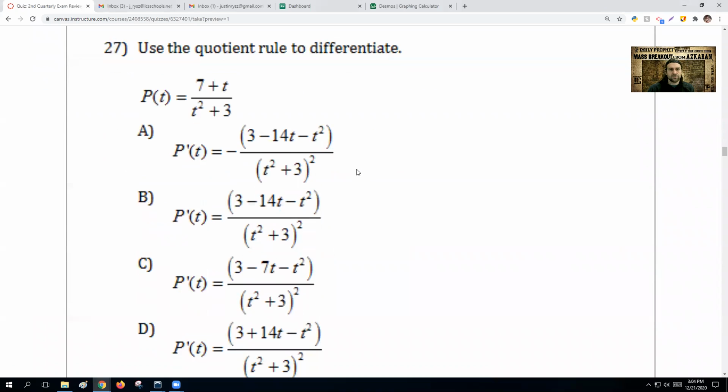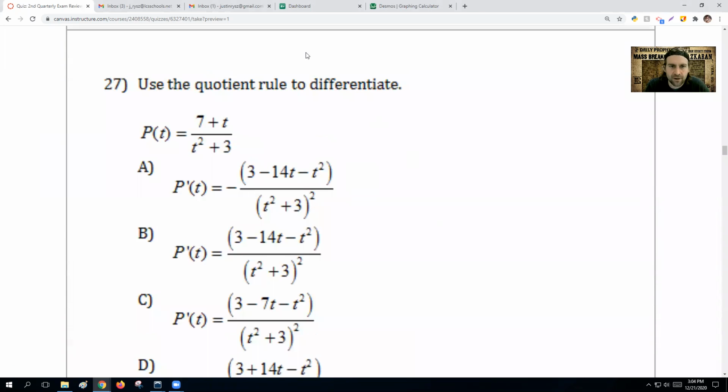All right, use the quotient rule to take the derivative, differentiate. Ooh, it's a hard word for me to say. All right, we got low, t squared plus 3, D high would be 1, minus high, 7 plus t, D low, which would be just 2t, all over low, t squared plus 3 squared.